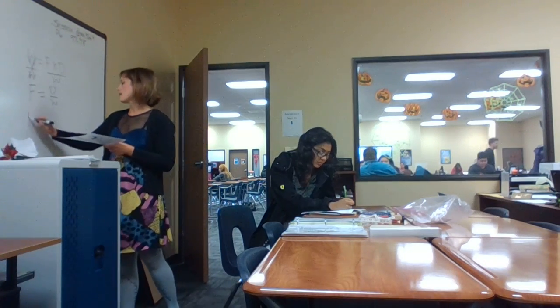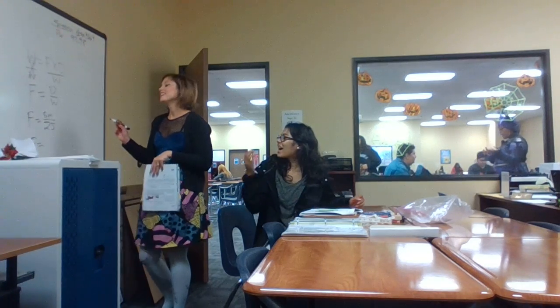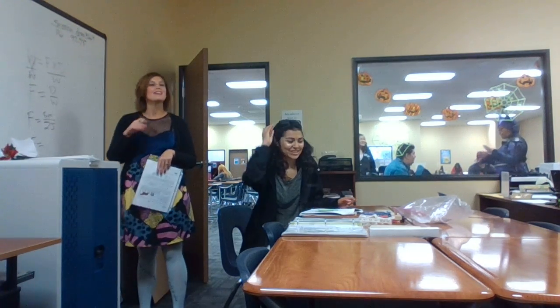So which one is our distance? 8 meters. So we got F equals 8 meters over what? 2 joules. Yep, 2 joules. Okay, so F equals what? 8 divided by 2, what's that? You don't know 8 divided by 2? No, I can't do that in my head. Okay. That's okay.